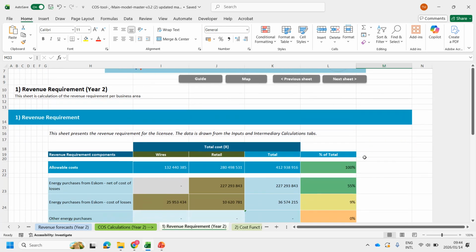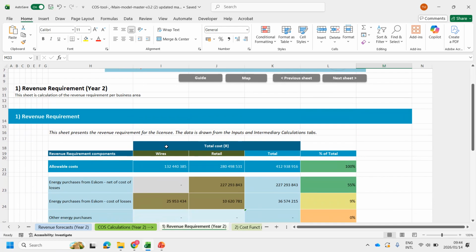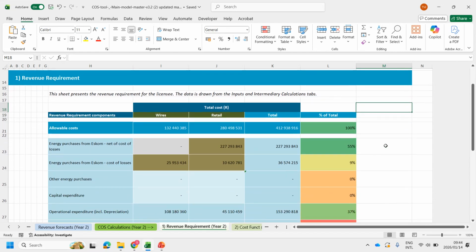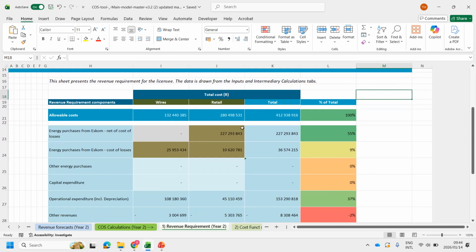In this particular sheet, we are looking at the first step, which is the revenue requirement, as you can see by the sheet name here. By definition, this basically means the revenue that you require to cover the cost of supplying your customers with electricity. In this sheet, you'll see that this has been separated into 2 different categories. The first one is the allowable cost. So this basically is the total cost that you incurred and you're allowed to recover using your tariffs.